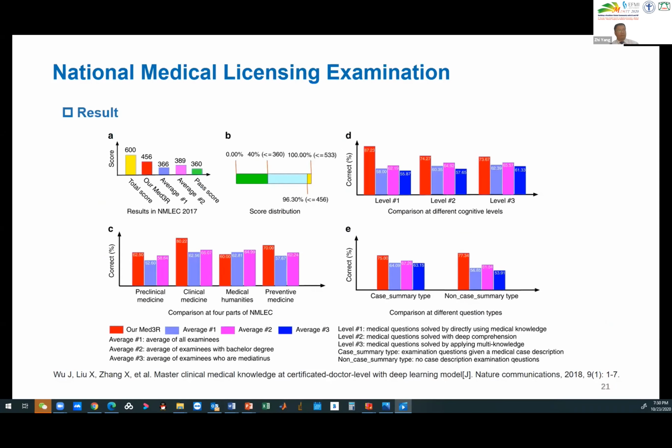The test center, which organizes the national medical license examination, conducted analysis on the performance of our system for different cognitive levels and for different question types. Our system outperformed the human examinees in all of them. In the subjects of the examination, there are 4 categories: preclinical medicine, clinical medicine, medical communities, and preventive medicine. Only for the medical communities questions, our system underperformed the examinees slightly.